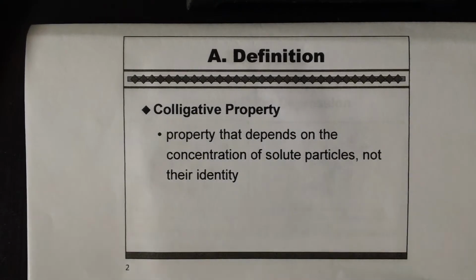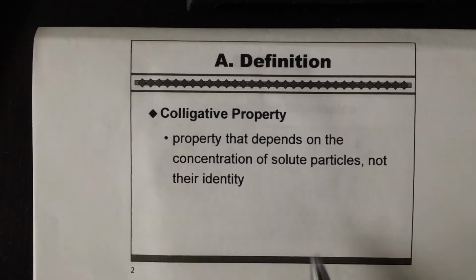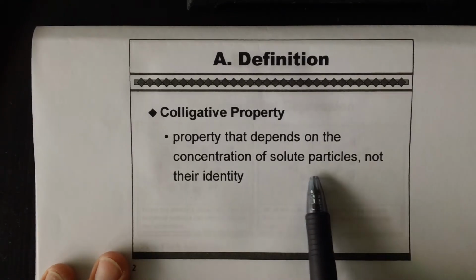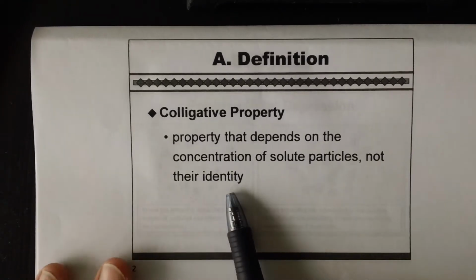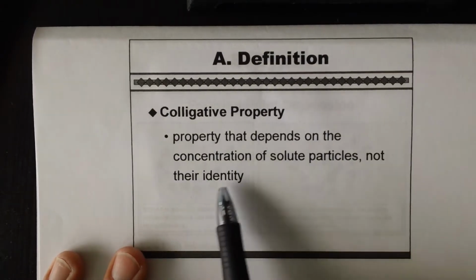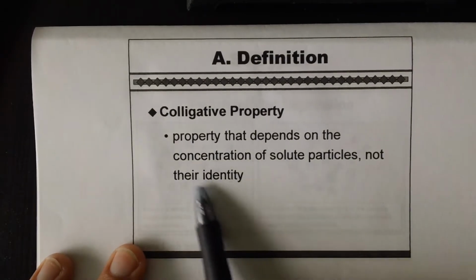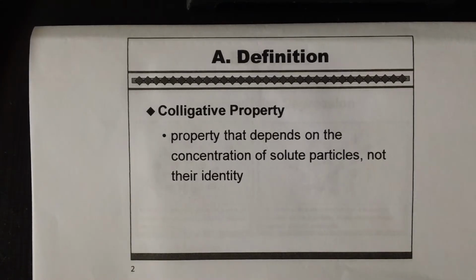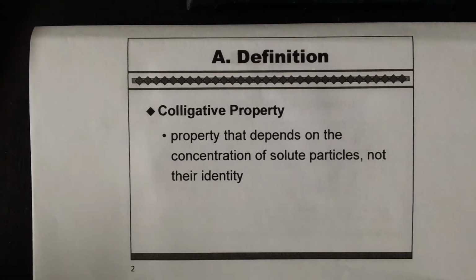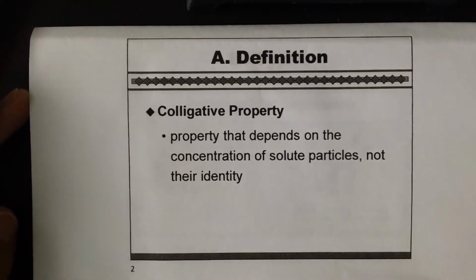So here's the definition of colligative property. A colligative property is something that depends on the concentration of the solute particles, not the identity of the solute particles. So it's about how much stuff we're adding to the solution, not about what the stuff is. We are going to add solute to solvent, and when we add stuff to the solution, we're going to look at how properties are affected by that.